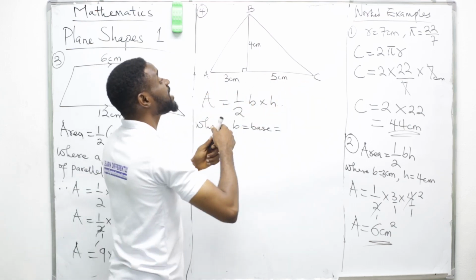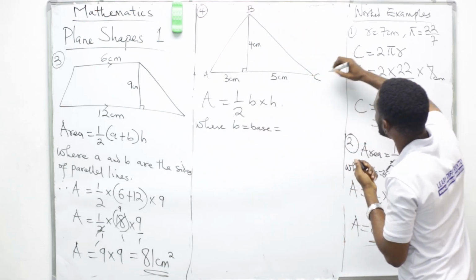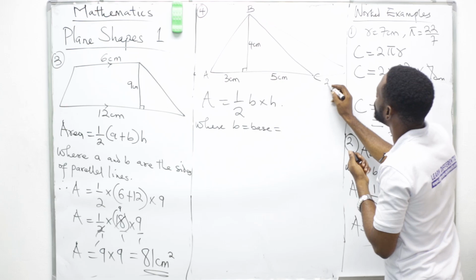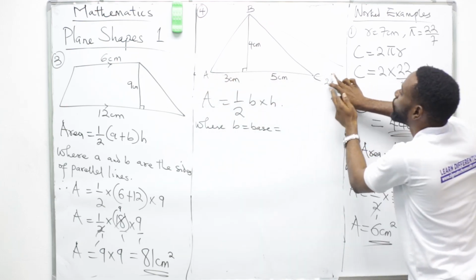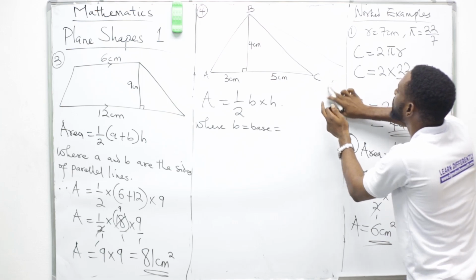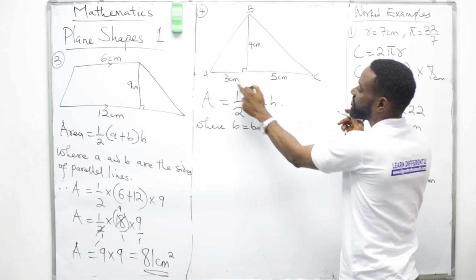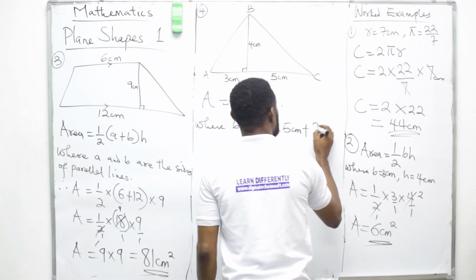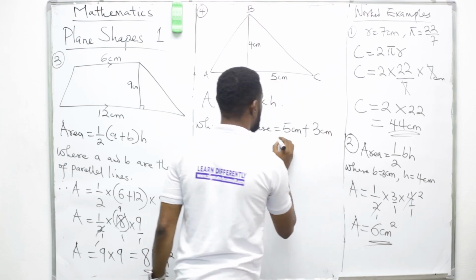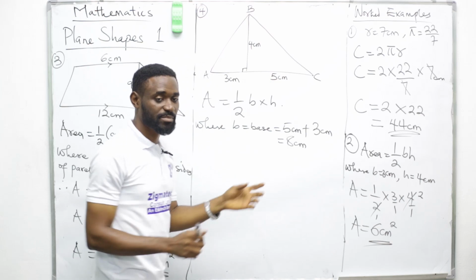So even if they give you another angle like this, let's say they give you another angle that goes like this, and they give you here 2 cm, the base is from here to this point. Do you understand? So the base of this particular triangle is 5 and 3. That is 5 cm plus 3 cm. So the base is equal to 8 cm. Are you with me? That is the base of this triangle.